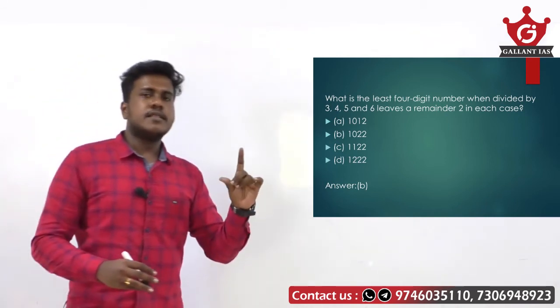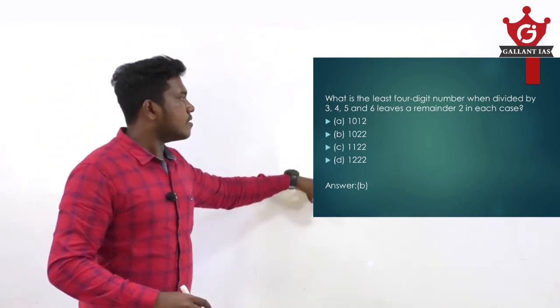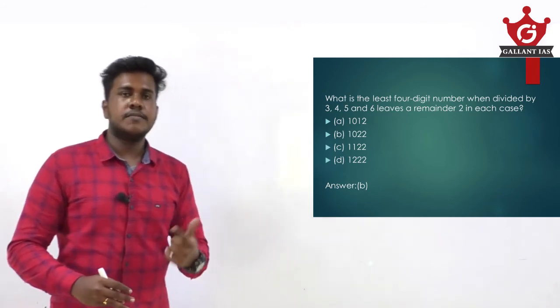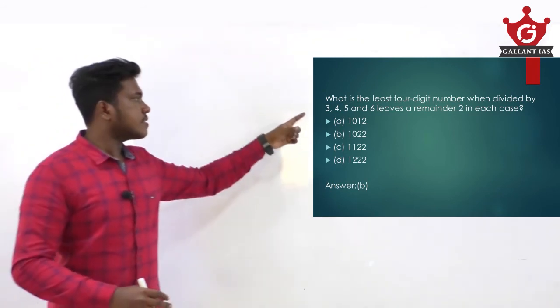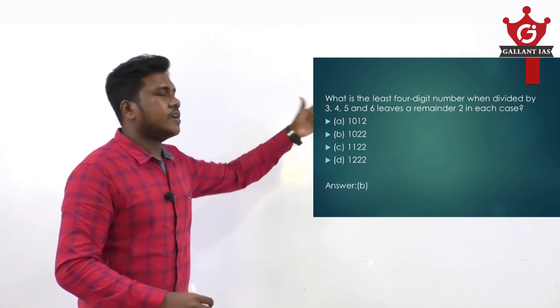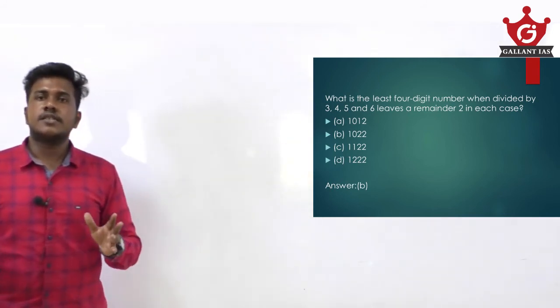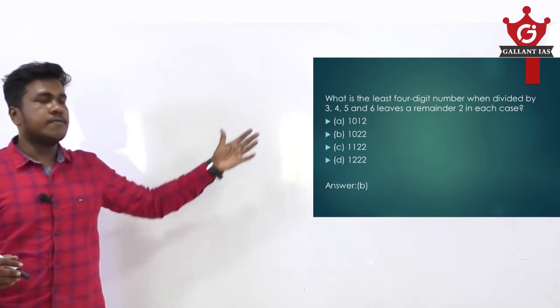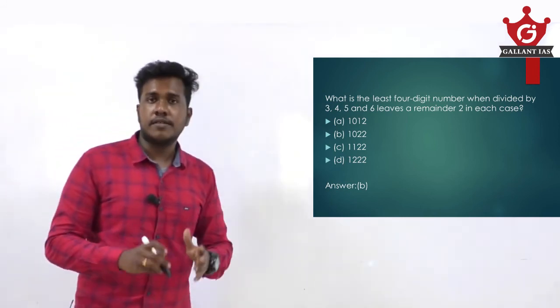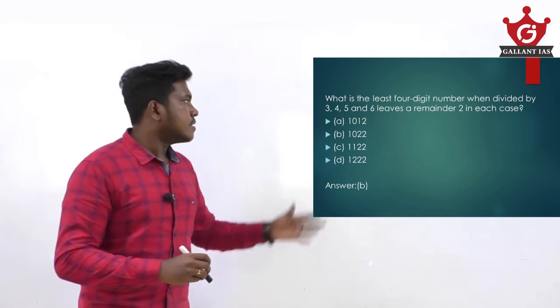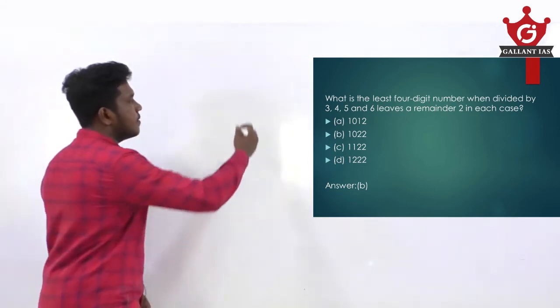Then using the trial and error method, divide the options with that value, starting from A, and check for which option you are getting the remainder 2. When you divide, the option for which you get remainder 2 will be your answer. Now let's solve this question.